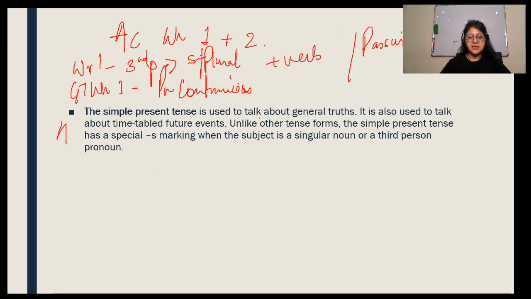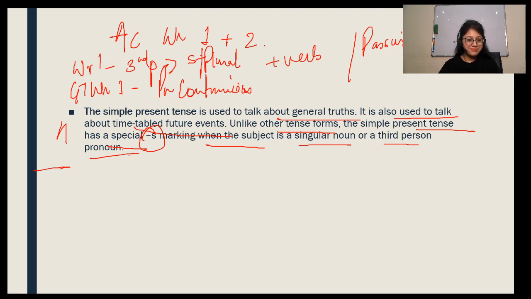The simple present tense is used to talk about general truths. It is also used to talk about timetable future events. Unlike other tense forms, the simple present tense has a special S marking when the subject is a singular noun or a third person pronoun. I'm absolutely sure that all my students are aware of what third person singular is. Are you all aware of what third person singular is? Should be.